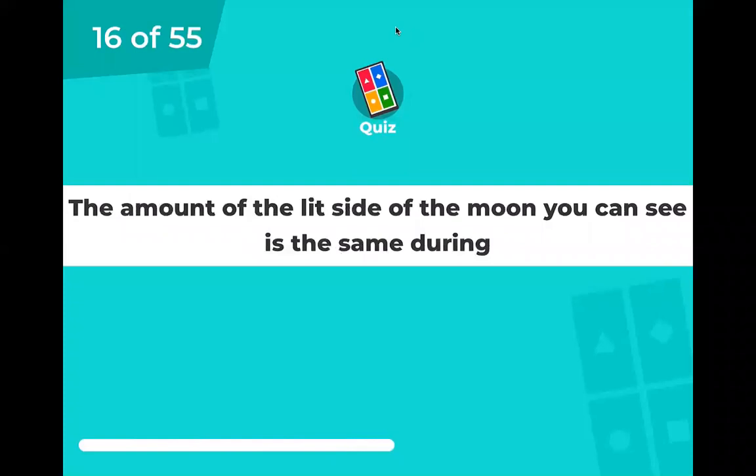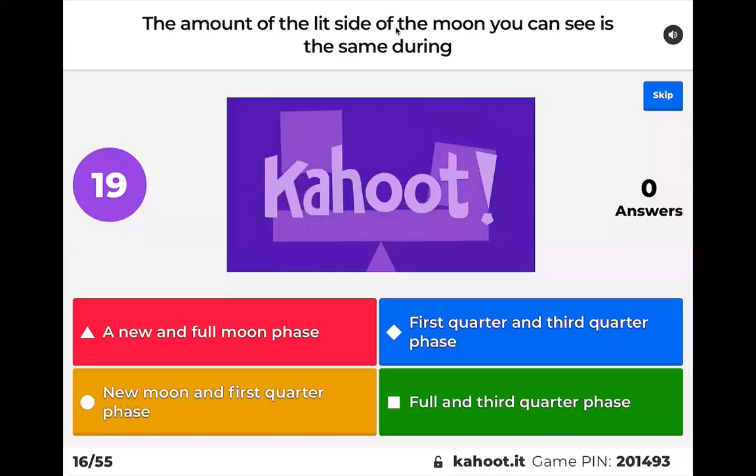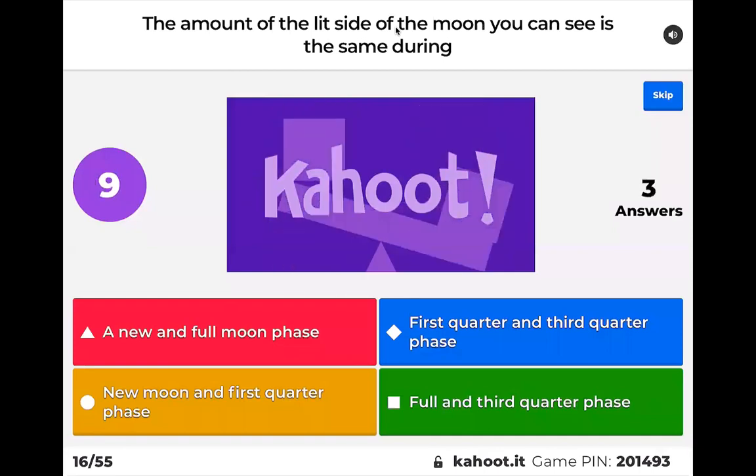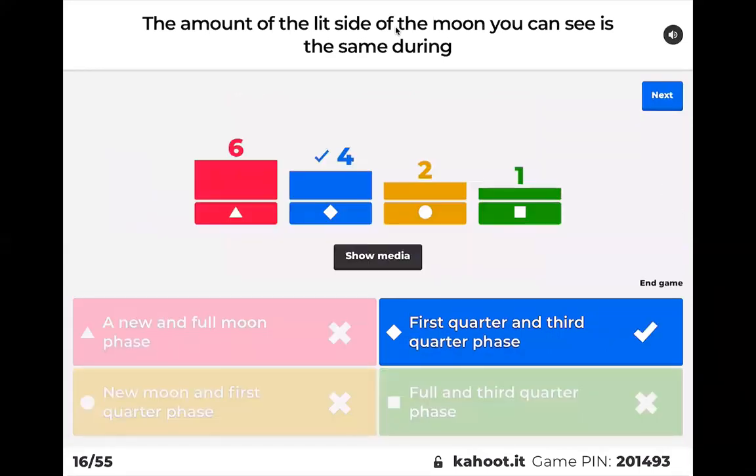The amount of the lit side of the moon you can see is the same during a new and full moon phase, a new moon and first quarter phase, first quarter and third quarter phase, or a full moon and third quarter phase. So again, what do we see the same? Yep, first quarter and third quarter. Again, because you only see half of it, right? Half of it's lit.